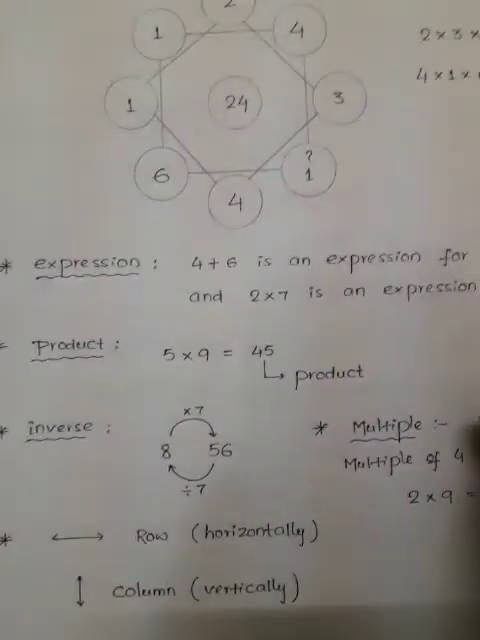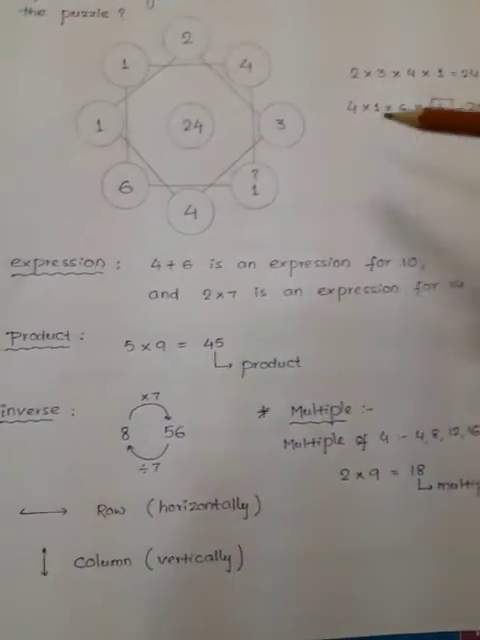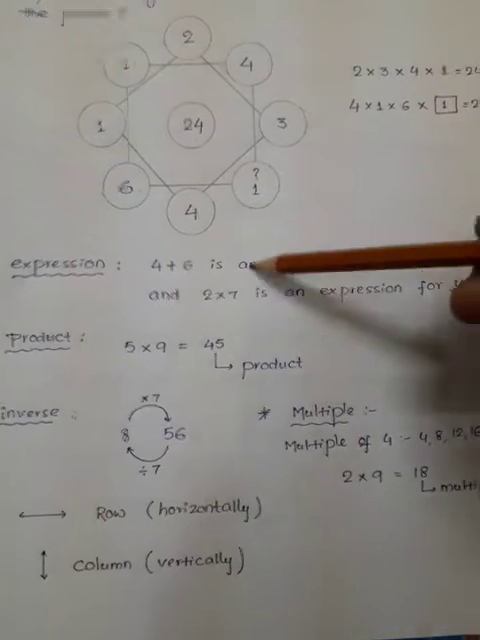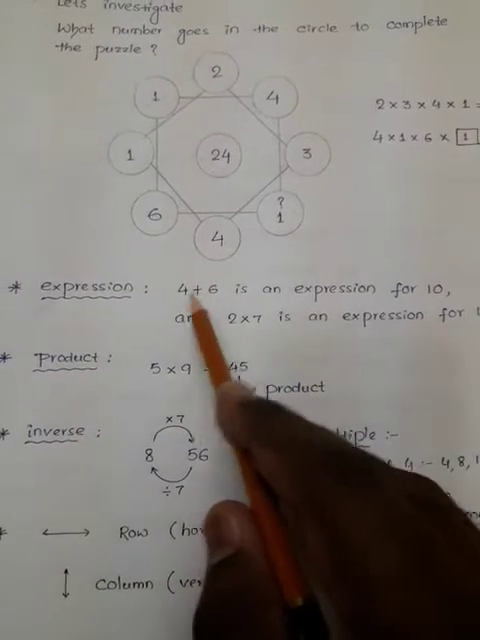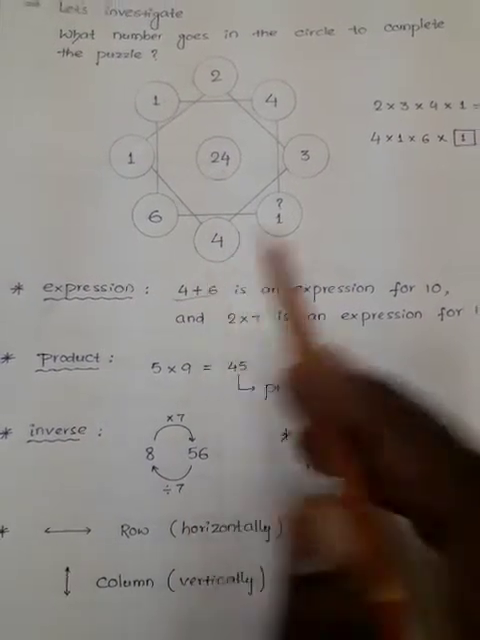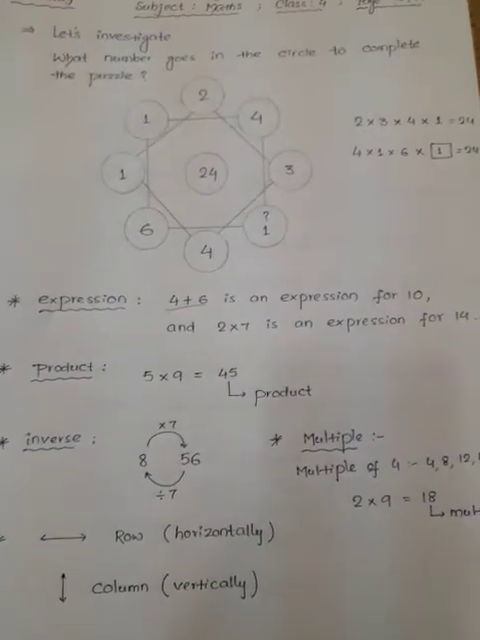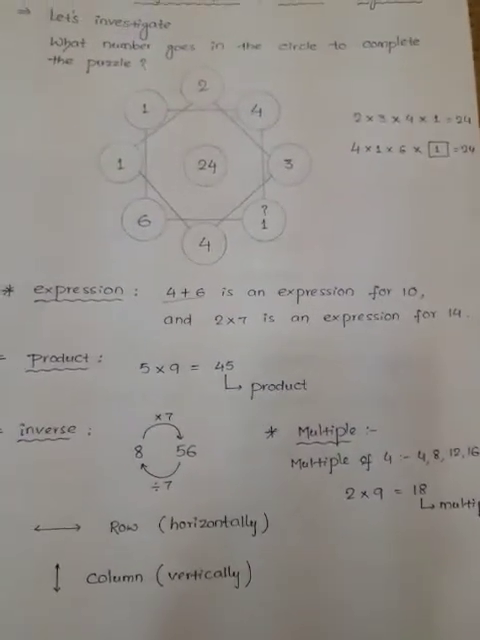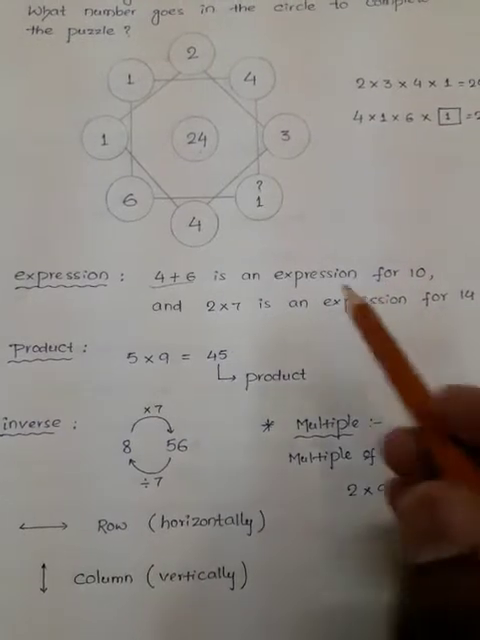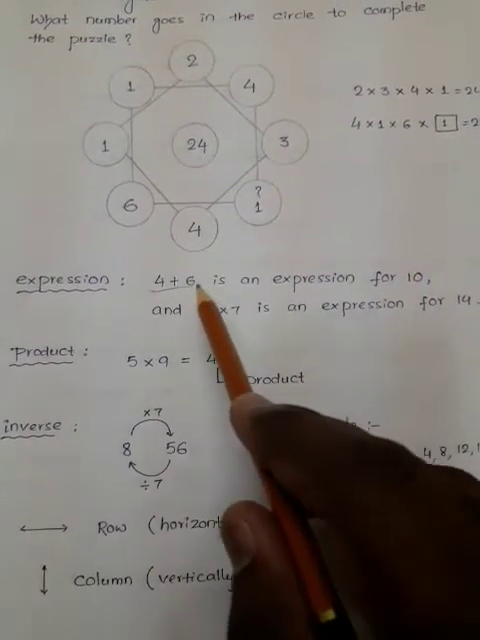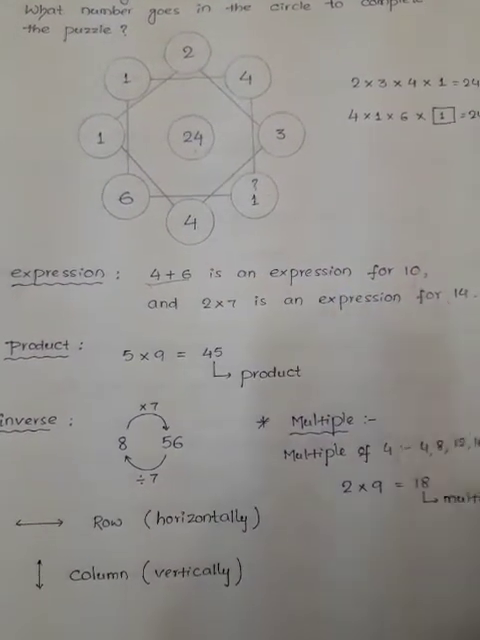Now look here. What is expression? 4 plus 6 is an expression for 10. So you know that the answer is 10. When you get the answer 10, I wrote 4 plus 6, right? For example, there are a lot of possibilities like 2 plus 8, 1 plus 9, 3 plus 7, all are 10. So this is called an expression for the answer 10. So 4 plus 6 is an expression for 10.